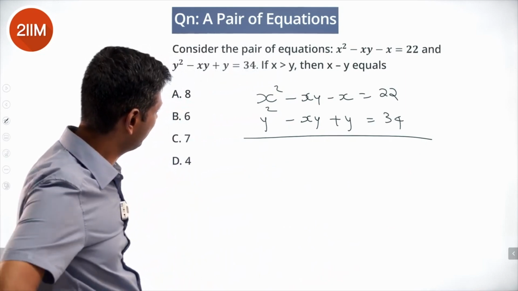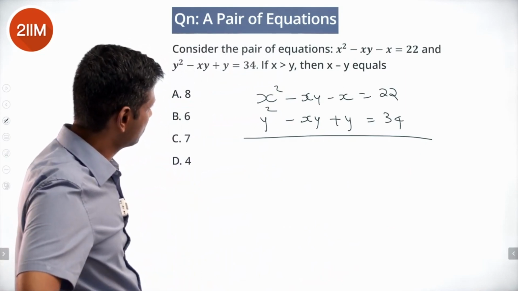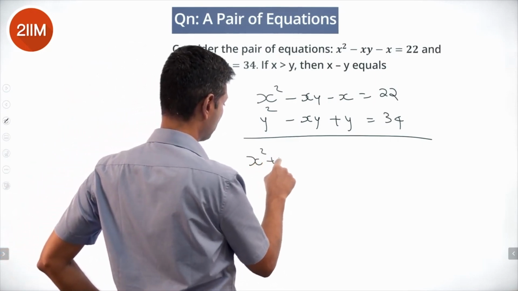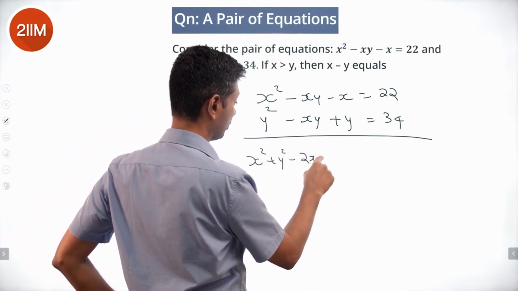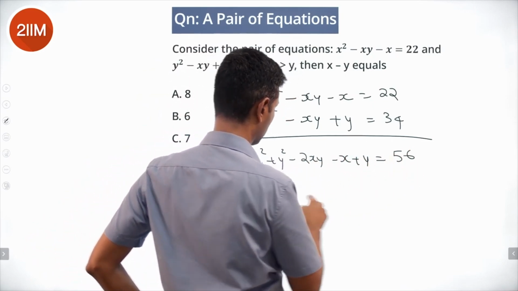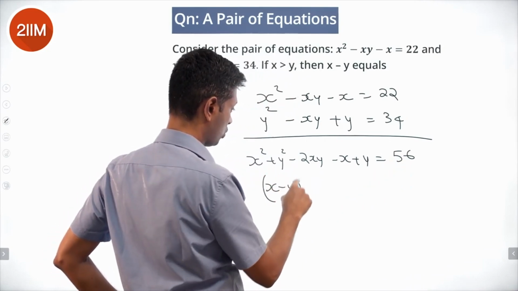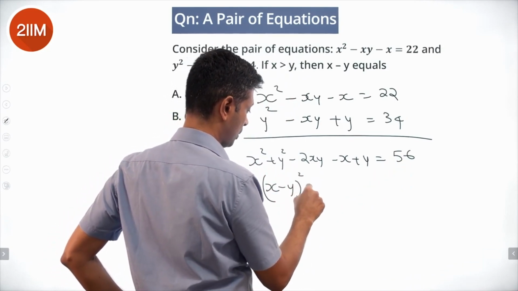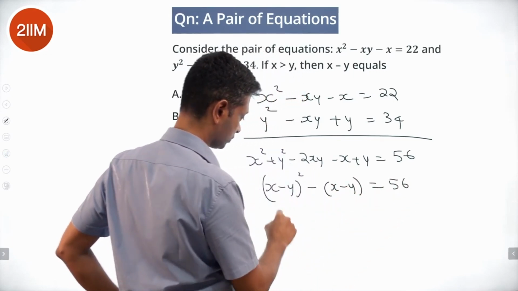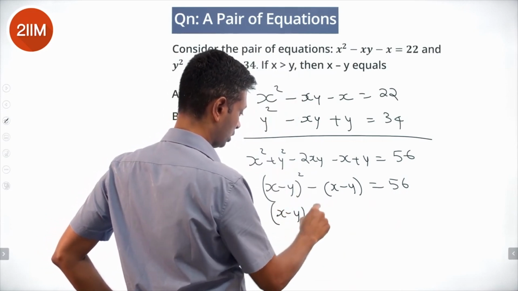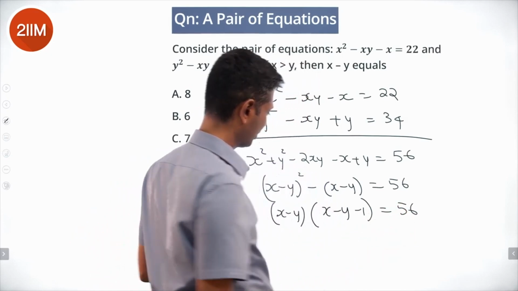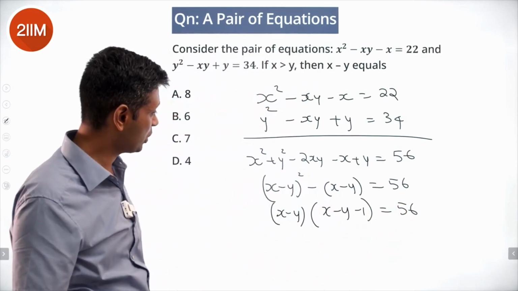Let's see if we can do something. Let's add these two and see where that goes. So this is x square plus y square minus 2xy minus x plus y equals 56. (x minus y) whole square minus (x minus y) is 56. (x minus y) into (x minus y minus 1) is 56. Very nice.